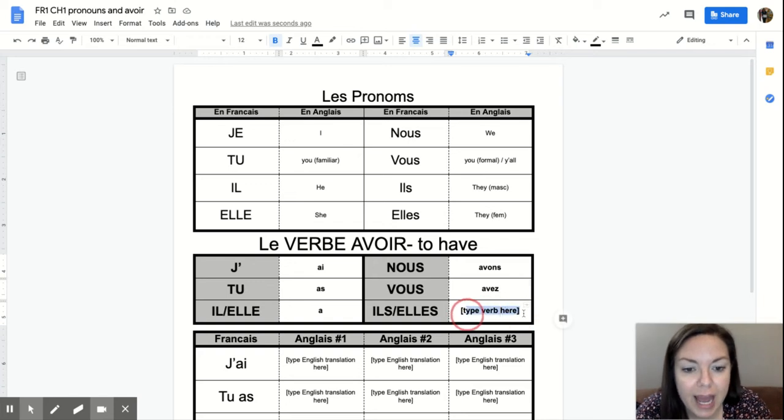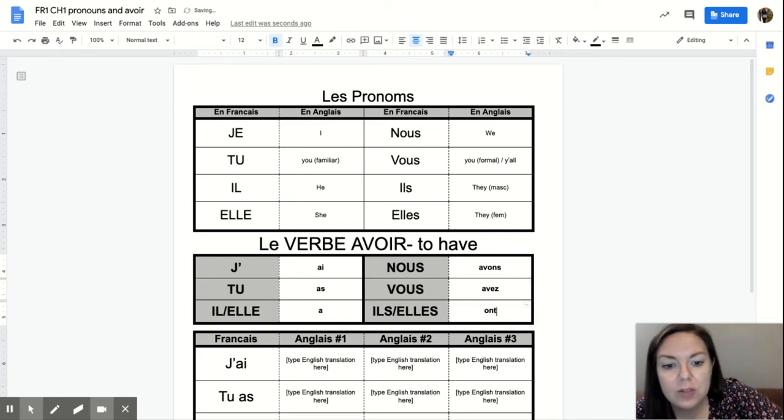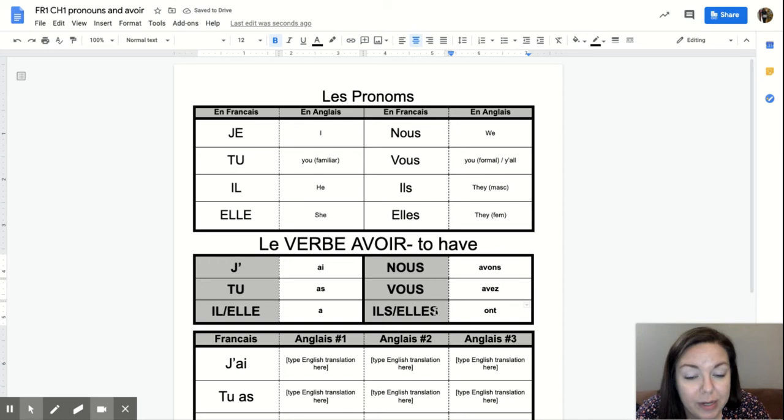And then for they have, we have ils ont. So here again, we pronounce the S on il or elle because we are liaising to that O, that vowel sound, ils ont. So those are the 6 forms of the verb avoir. You have got to memorize those, okay? It is so important to know this verb. We're going to be using it for the next whole unit. It's like your foundational verb. You can't speak French if you can't use the verb avoir, okay?